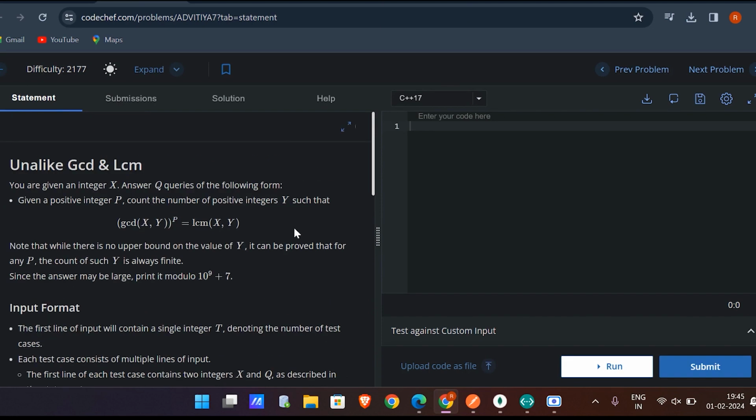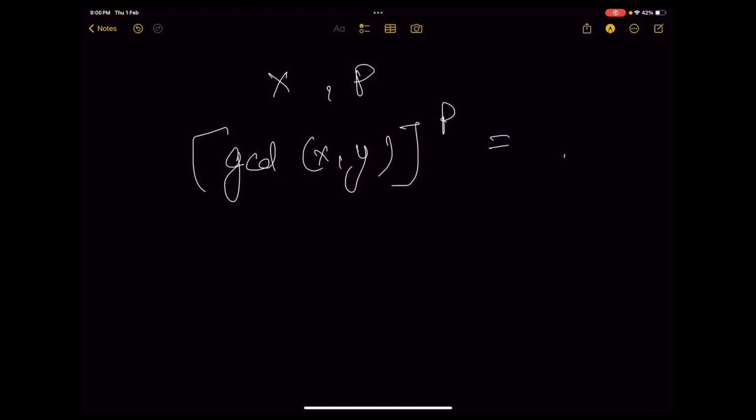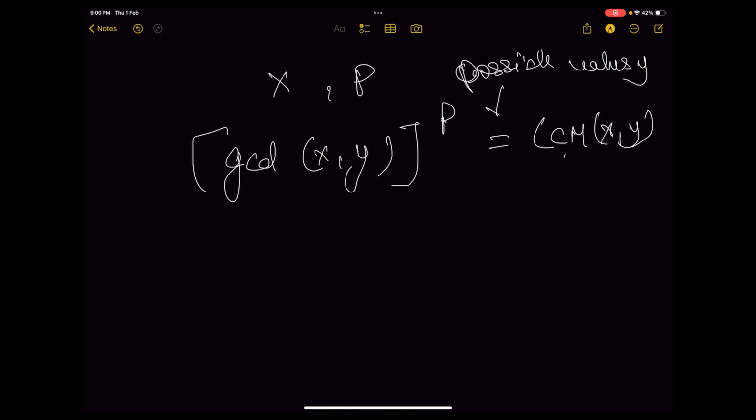So let me show the intuition. In the question, you will be given x and p, and you need to satisfy a condition such that GCD of x and y to the power of p must be equal to LCM of x and y, and you need to find the possible values of y such that this condition holds.